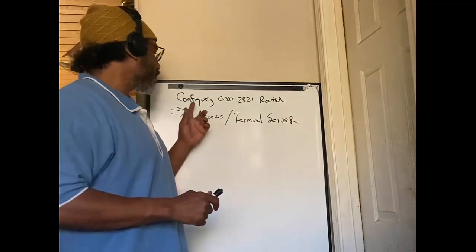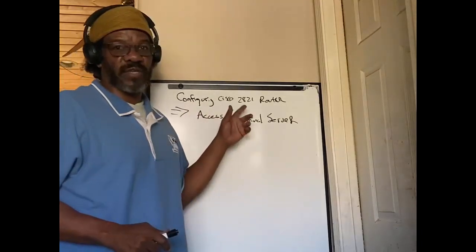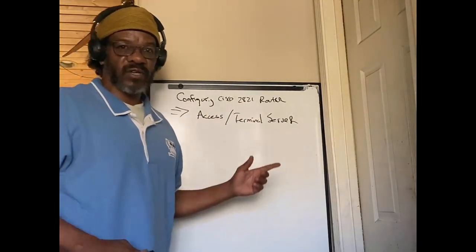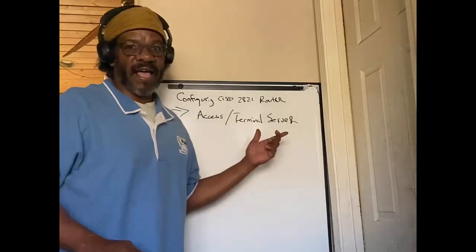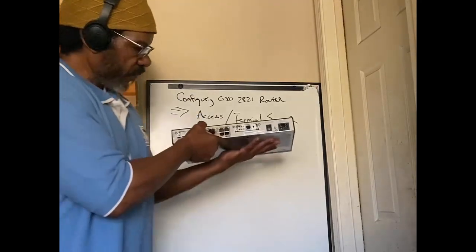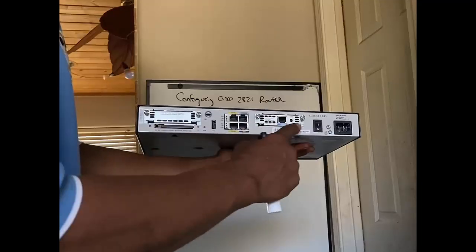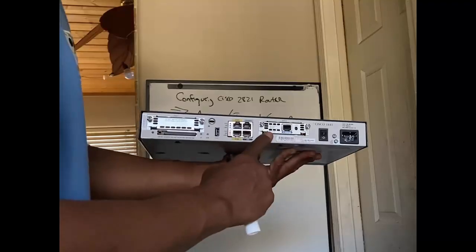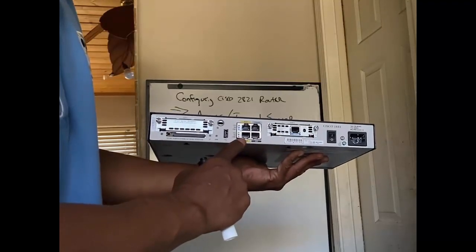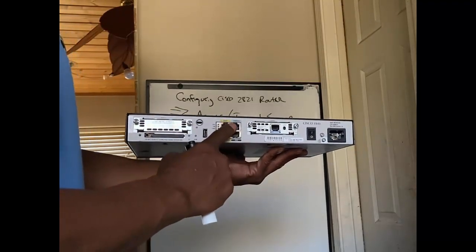Today, we're going to be covering how to configure a Cisco 2821 router into a terminal access server. This is a Cisco 1841 series router. The Cisco 1841 has one WIC slot, two Fast Ethernet slots, and a console port.